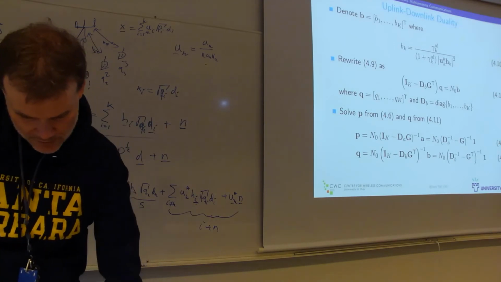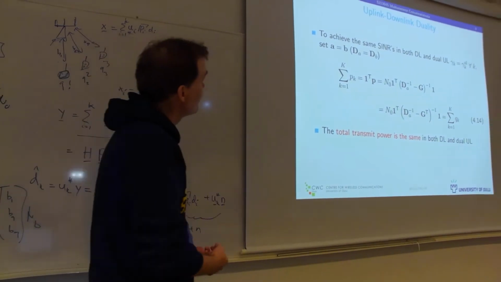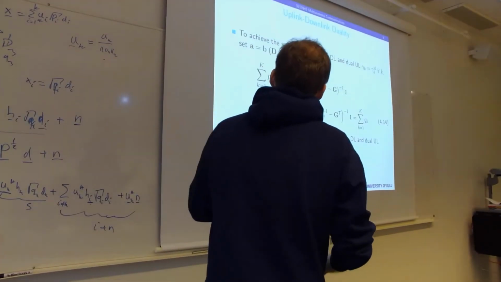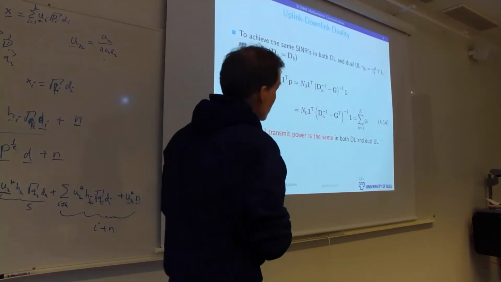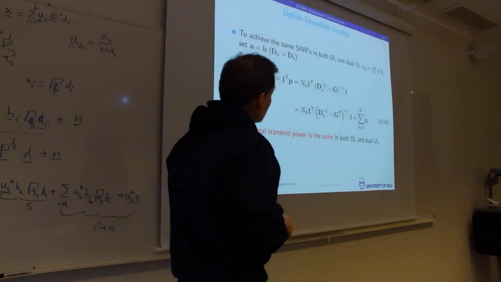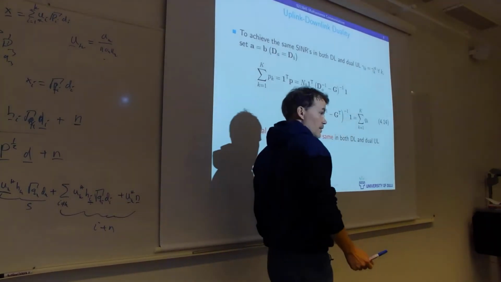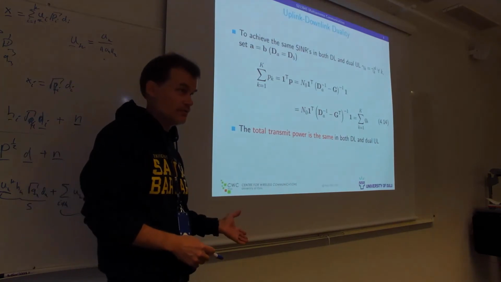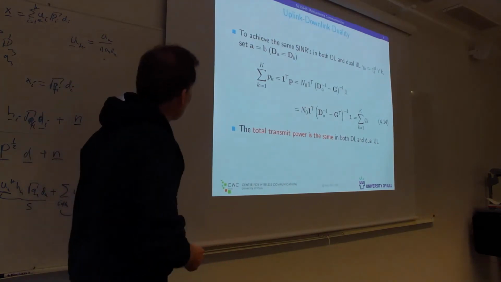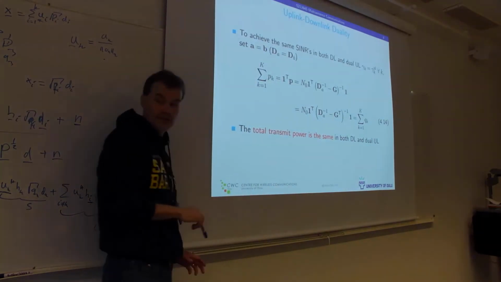So something quite exciting happens when we assume now that the SINRs are equal in both downlink and uplink. So we set gamma k downlink equals gamma k uplink, for example for all users. So therefore, A equals B, right?